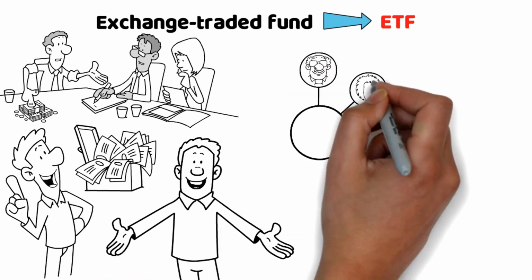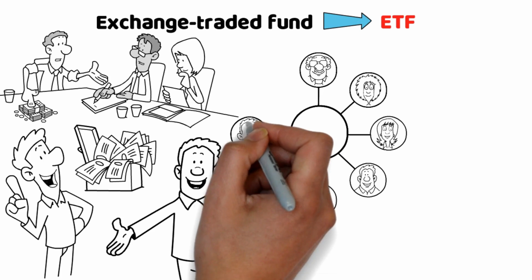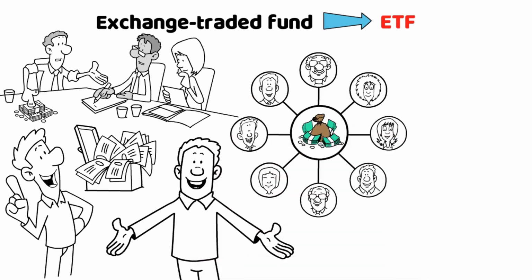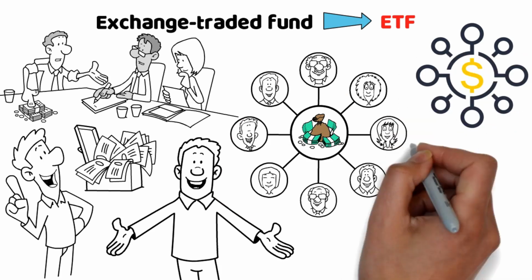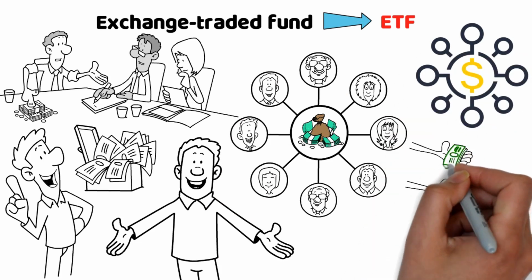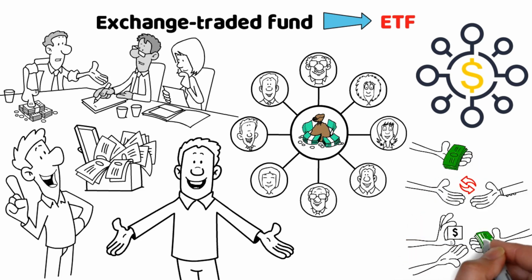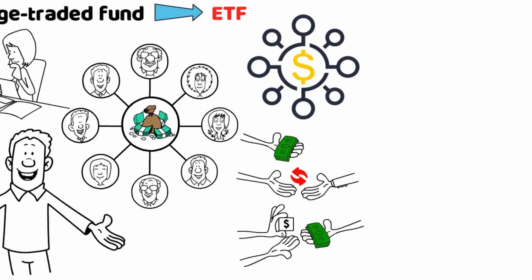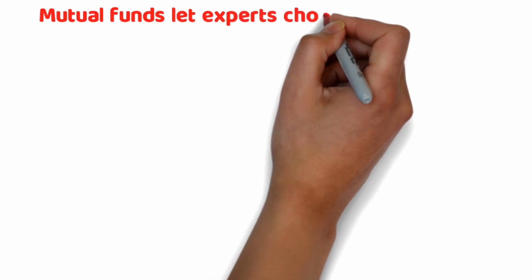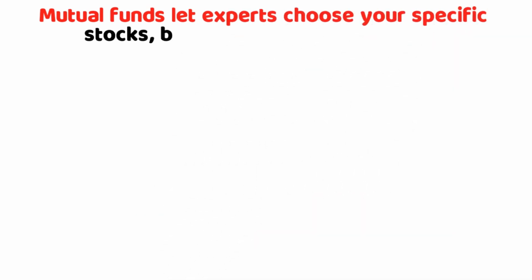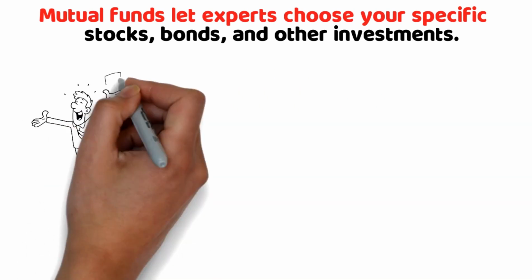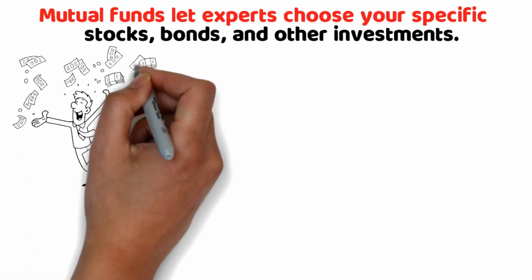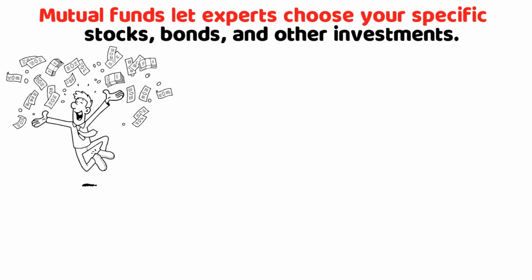A mutual fund gathers money from investors and pools it into a fund. It is one investment vehicle that can help you diversify your funds. These funds invest in various products, including short-term debt, bonds, and stocks. Mutual funds let experts choose your specific stocks, bonds, and other investments. This makes mutual funds a perfect choice for investors who prefer to take a backseat.